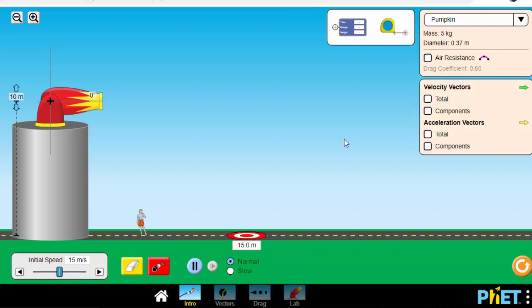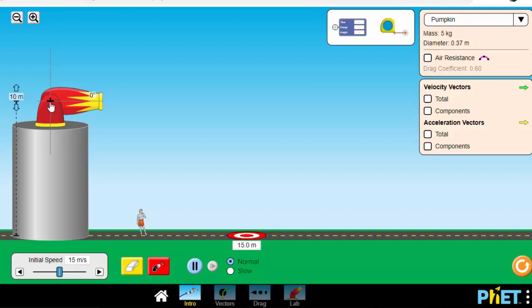Hello everyone. In the non-horizontal projectile part of the lab, you are asked to set the initial speed at 15 meters per second, which is the default here. And you're asked to set the angle at 60 degrees and the height at 0.